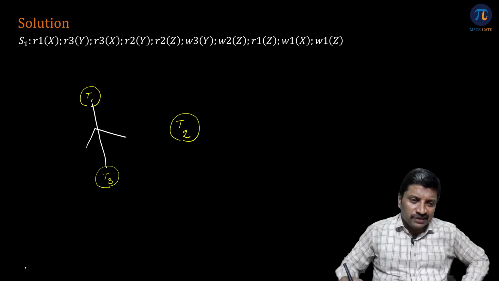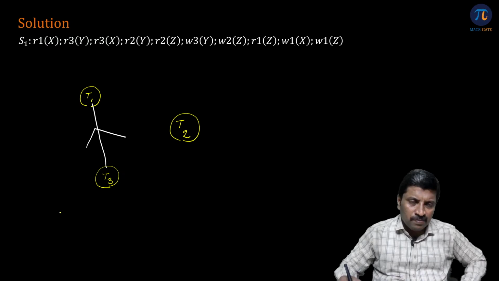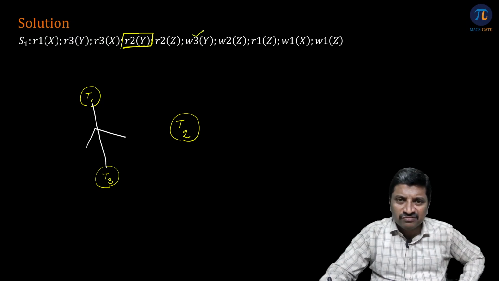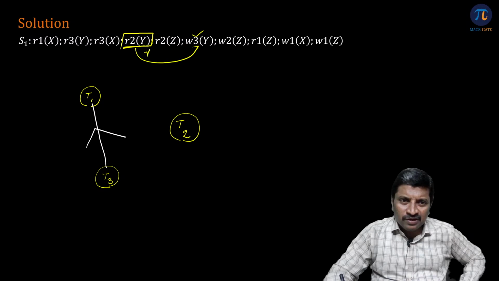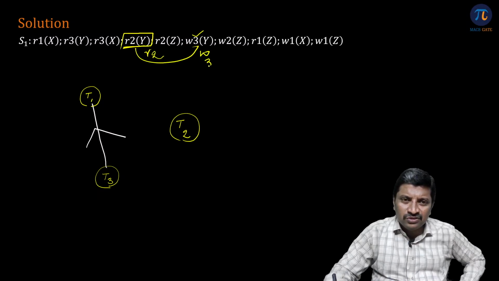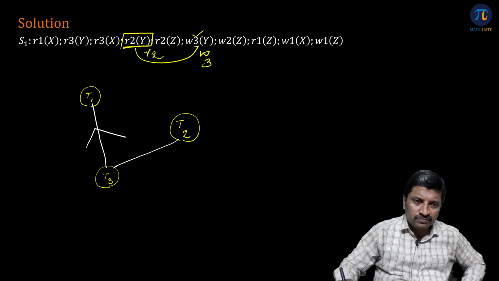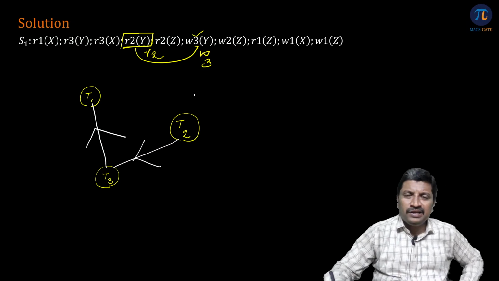Then let us consider the next one, R2 of Y. Only 1. Please observe it. Read, write. Second, third. So from 2 to 3, I need to draw a line. Any other? Nothing.